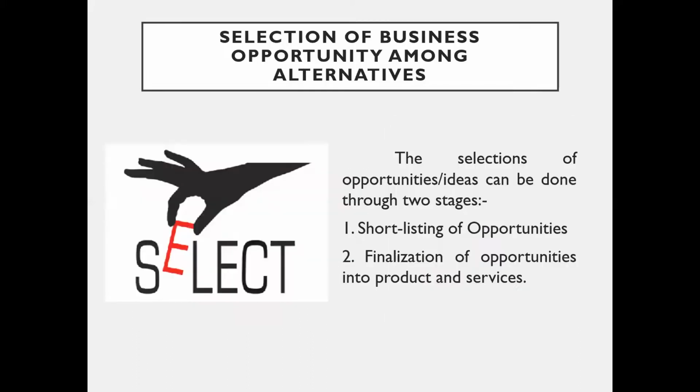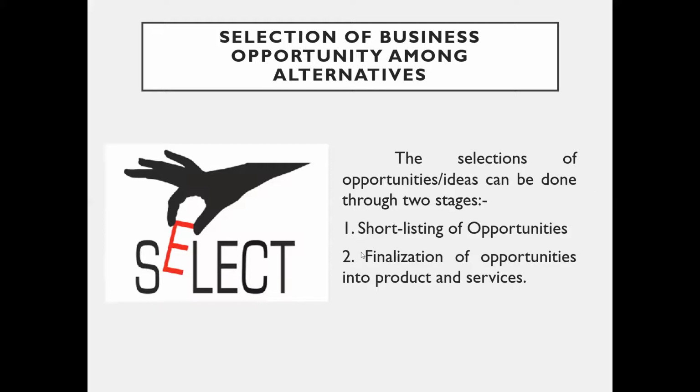Next, selection of business opportunity among the alternatives. That could be based on personal competency. The personal competency of a company may include SWOT, that is strength, weakness, opportunities, and the threats of a company. The selection of opportunities can be done through 2 stages. One is shortlisting of opportunities or project ideas, and the other one is finalization of opportunities into product and services.